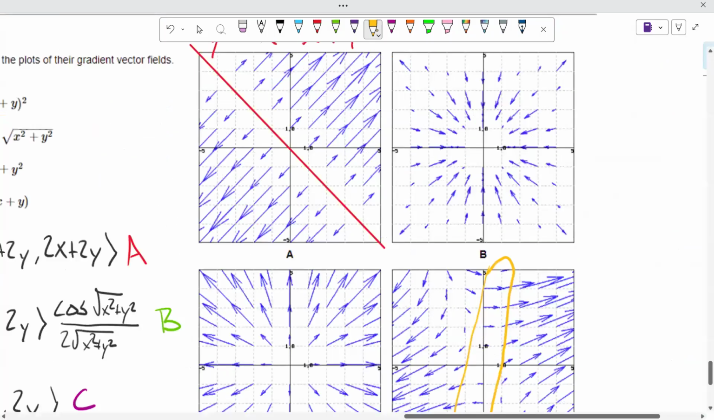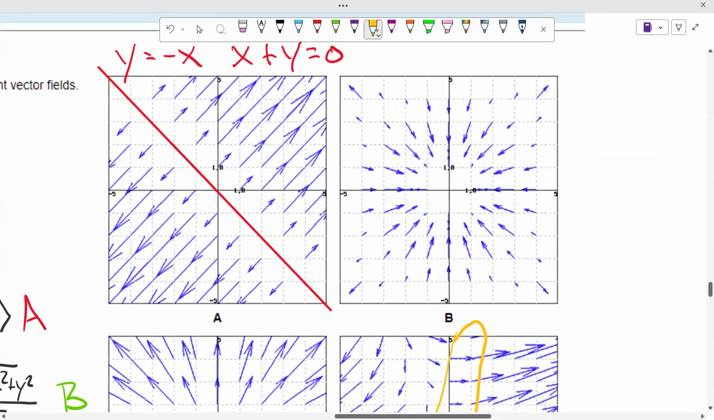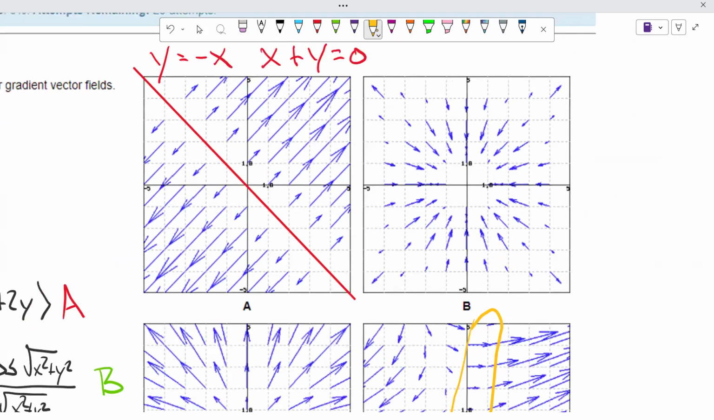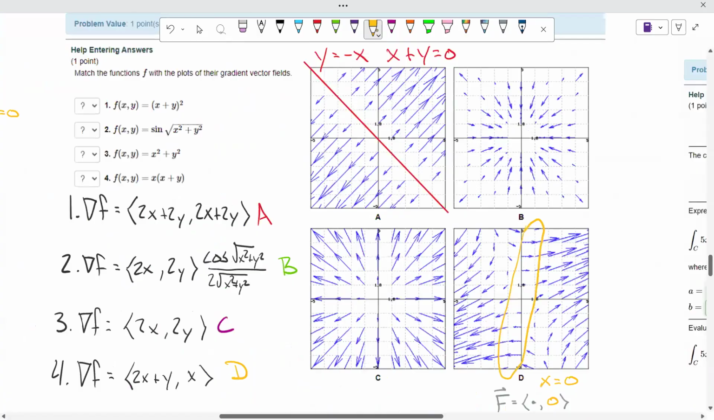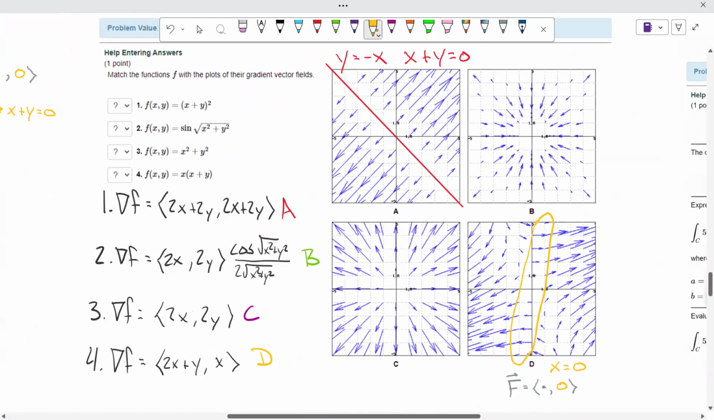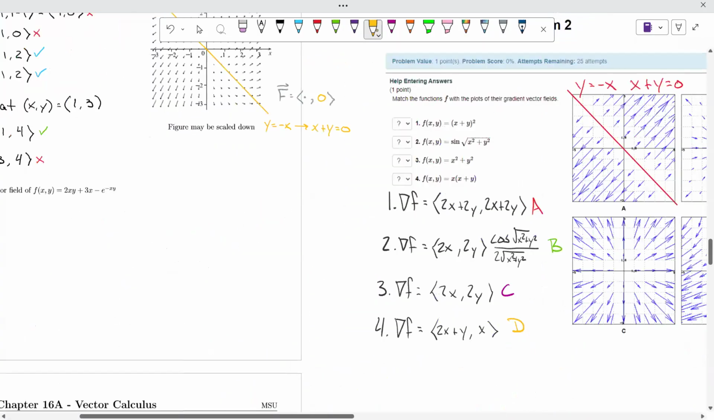And I can see that with field B as well, is that there are some circular patterns showing up. So when I see circular patterns, I usually think there's got to be something with x squared plus y squared going on. And often some trig functions as well. Those both suggest circular patterns to me. So option 2 for B.